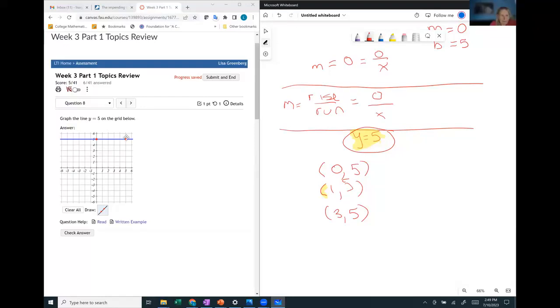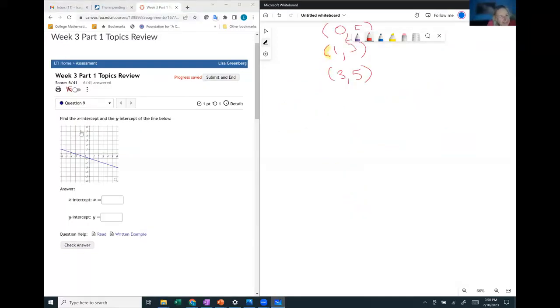So I could pick any point. I just happen to pick 5, but it could be literally any other point. So I'll check it just to make sure that I'm correct. So find the x and y intercept. Do you know how to find the x and y intercept?